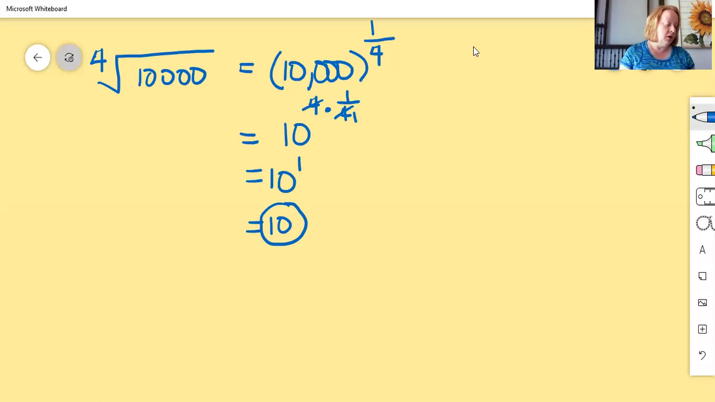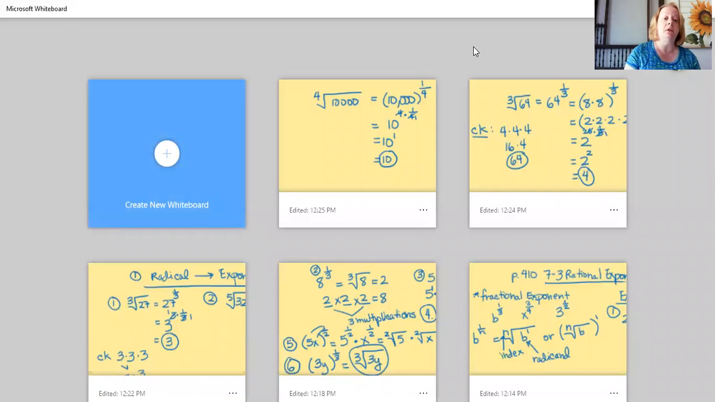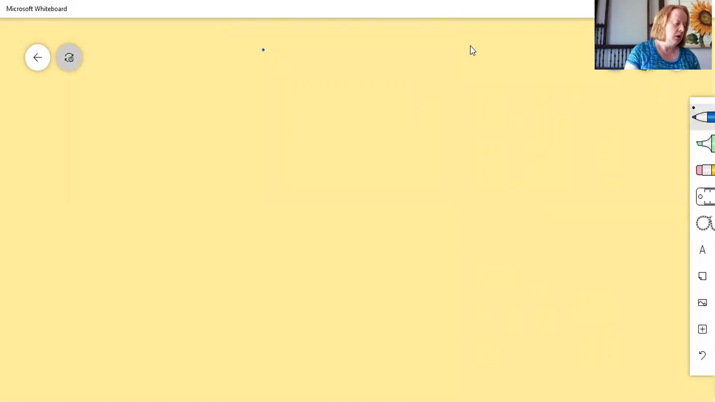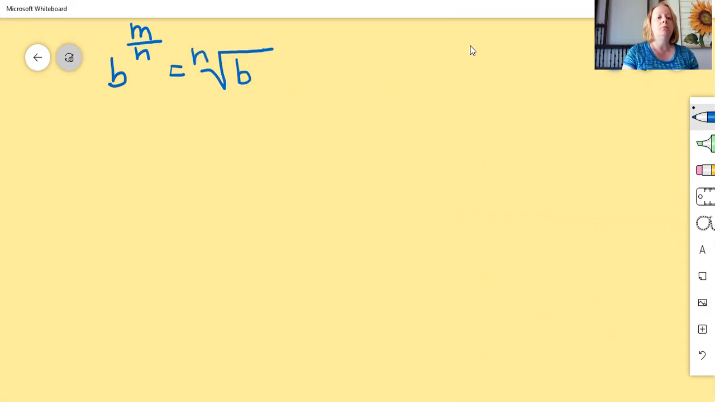All right, we're going to move on to the next example here. Well, what if our fraction changes right here? What if my numerator changes to something other than 1? So let's talk about that. The next part is when we have b to the m over n power. So it's sort of similar. That means I'm going to have b under the radical. N is still going to be my index, and m is the exponent.